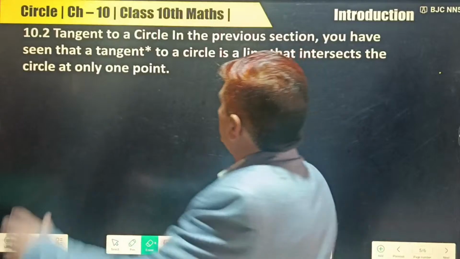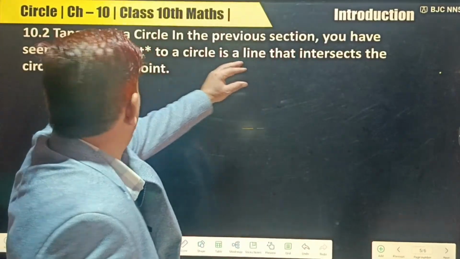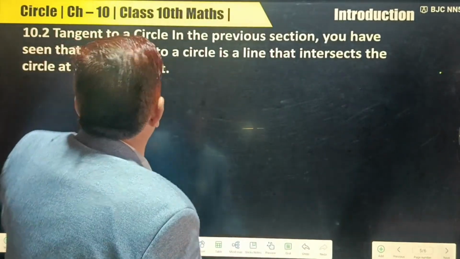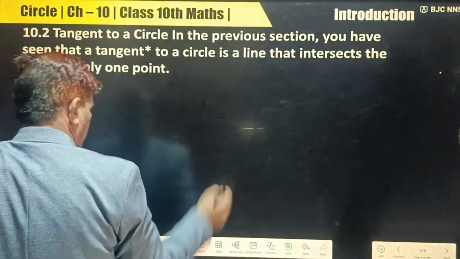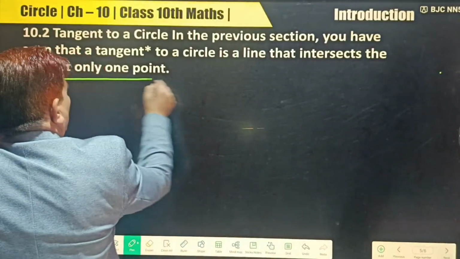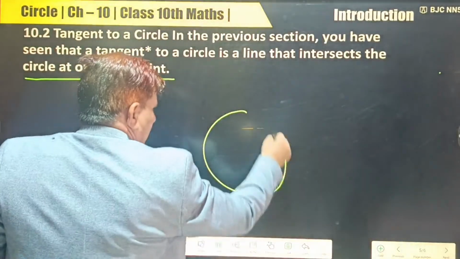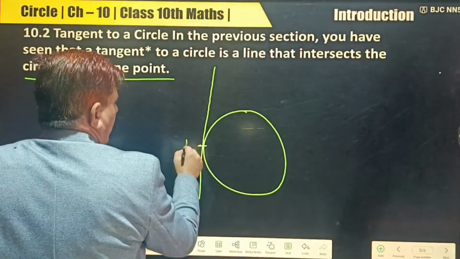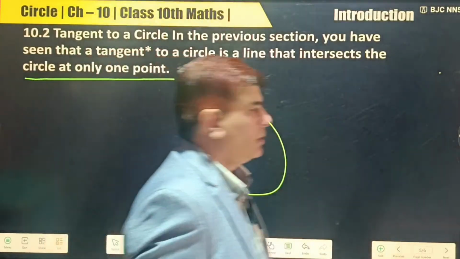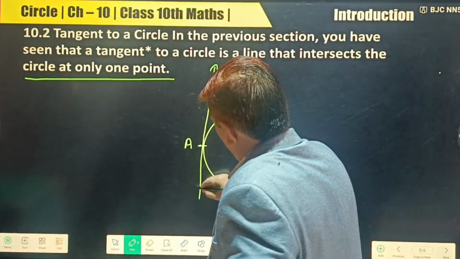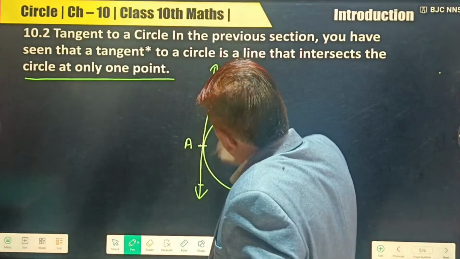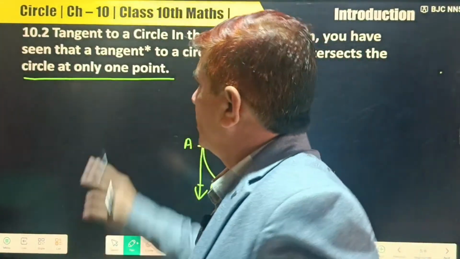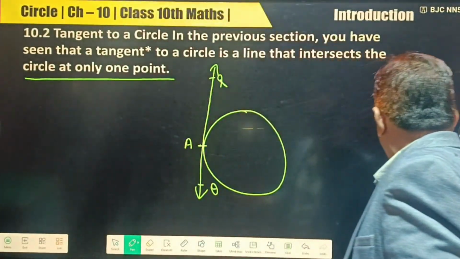So what's given? Tangent to a circle: in the previous section you have seen that a tangent is a line that intersects the circle at only one point. So we have a circle, and if a line touches it at only one point, like this point A, then this line PQ is known as the tangent to the circle.